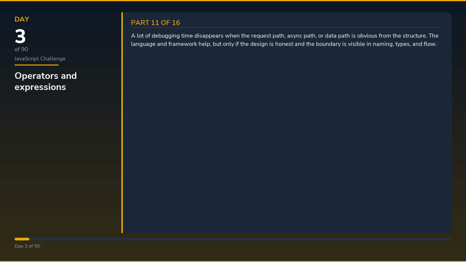Clear ownership prevents the drift and gives you a much smaller search space the first time something breaks. A lot of debugging time disappears when the request path, async path, or data path is obvious from the structure. The language and framework help, but only if the design is honest and the boundary is visible in naming, types, and flow. My test is simple: could I explain this same design tomorrow with a different example and still keep the same reasoning? If yes, the lesson probably landed for real. If not, I probably memorized a recipe instead of understanding the trade-off.